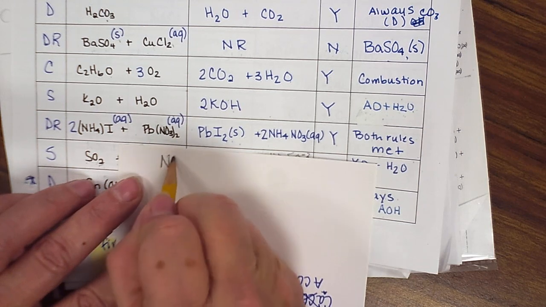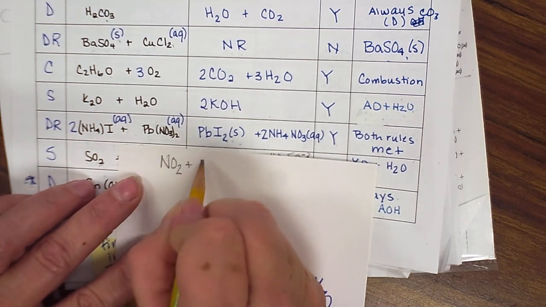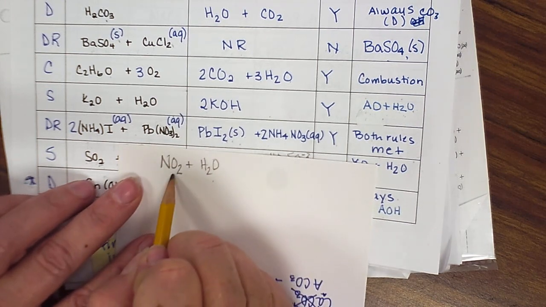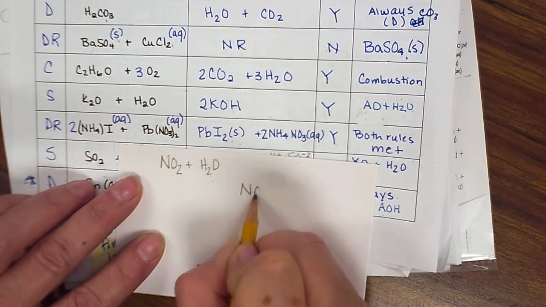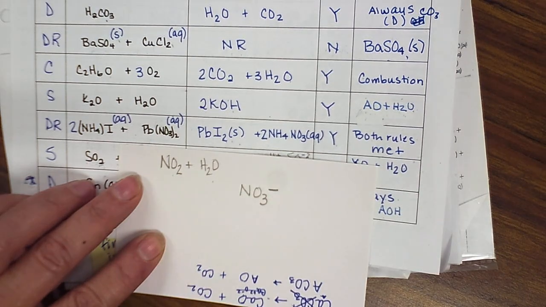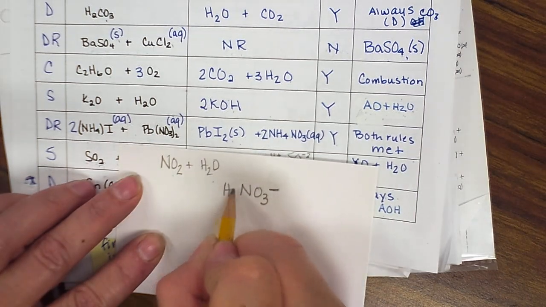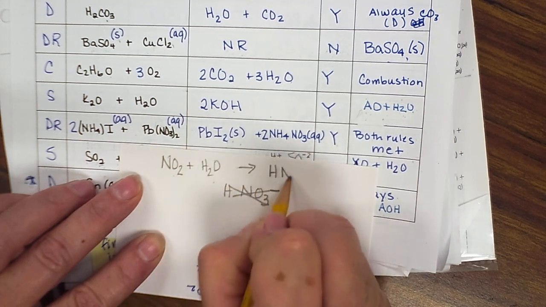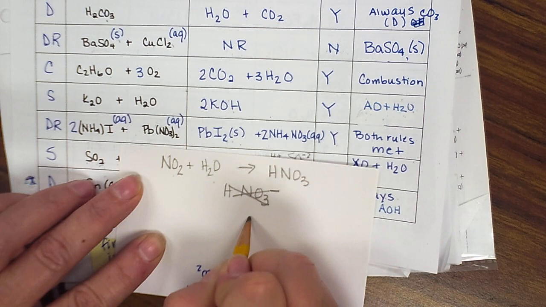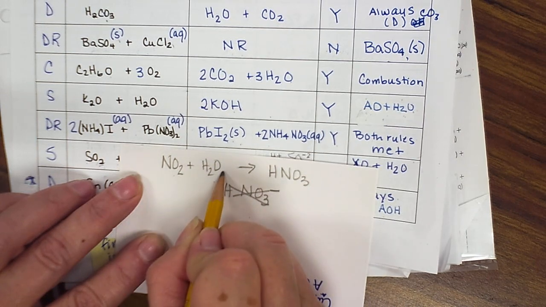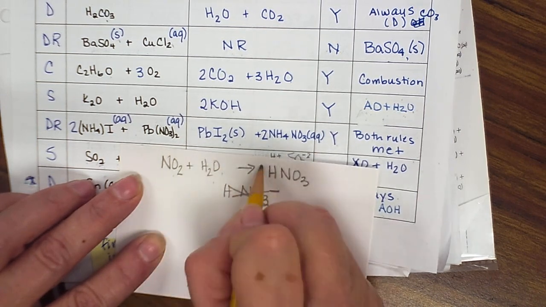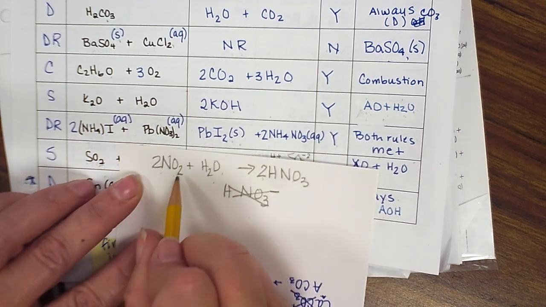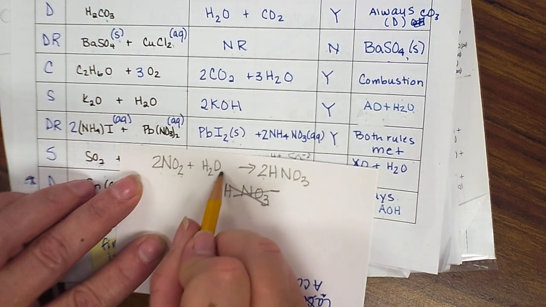What if it looked like this? NO2 plus water. So I add 1 oxygen to the NO2, and I get nitrate. And then I crisscross, and I get nitric acid. And then I balance. Okay, 1, 2, 3, that's correct. Oh, but I have 2 hydrogens, so I put a 2 here. Now I have 2 nitrogens, so I put a 2 there, so that's 4, and then 5.